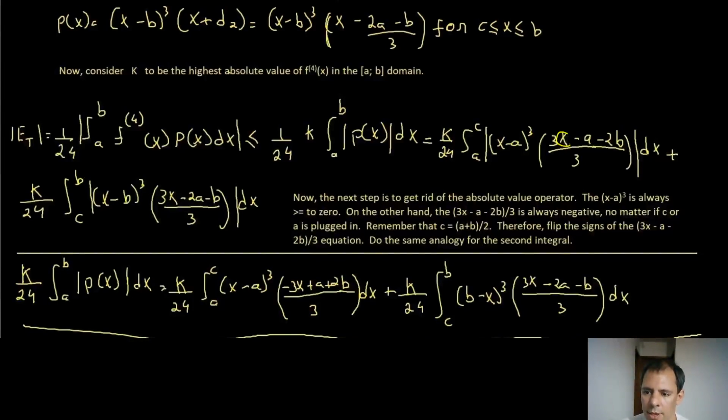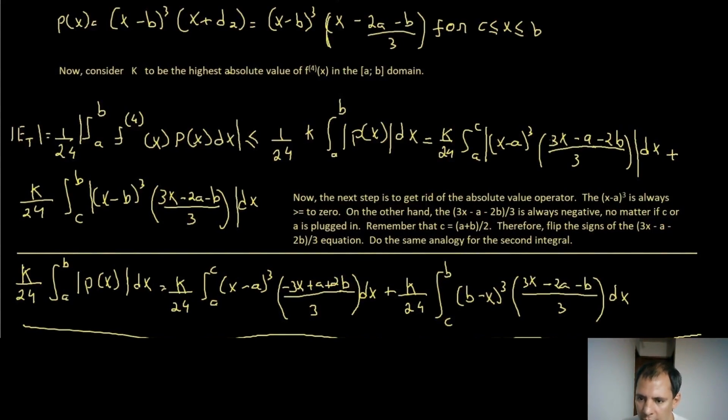Or put a c in here, and then you have to replace the c with a plus b divided by 2. Now, after you do that, I didn't do it in here, but I did it and erased it and just made this note, okay? On the other hand, this term is always negative, no matter what c is. Remember that c equals a plus b divided by 2. Therefore, flip the signs of this equation.